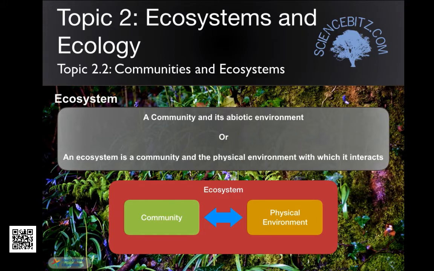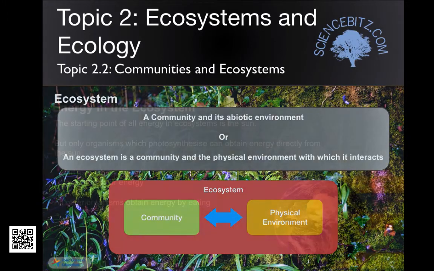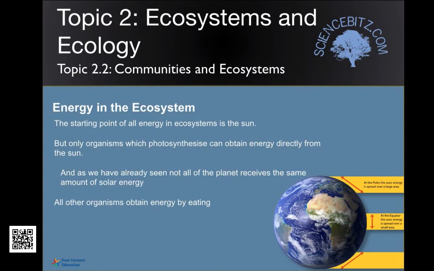Okay, so let's move this a little bit of a step further and start thinking about the energy inside an ecosystem. So the starting point for all energy in any ecosystem is the sun. And again, as we've looked at in topic 2.1, the quality of sunlight, the quality of energy coming in from the atmosphere is actually different in different parts of the globe. It's spread much further nearer the poles than it is towards the equator.